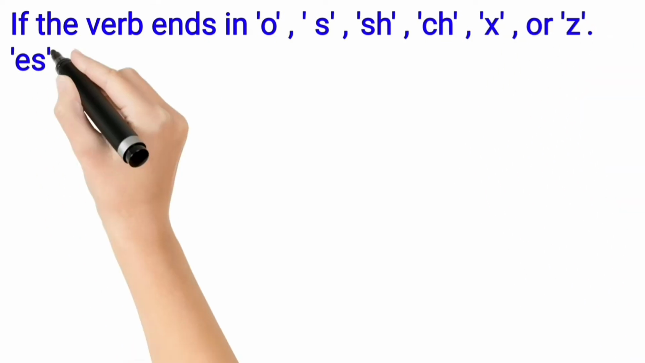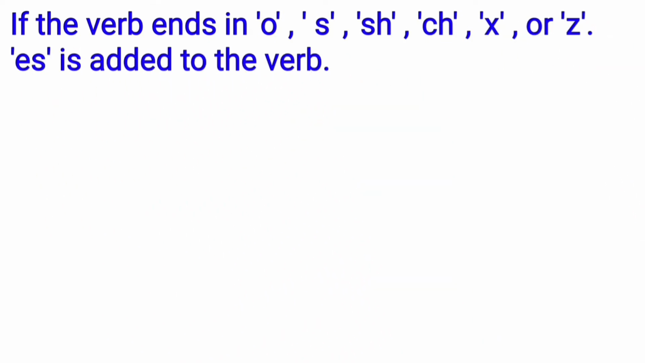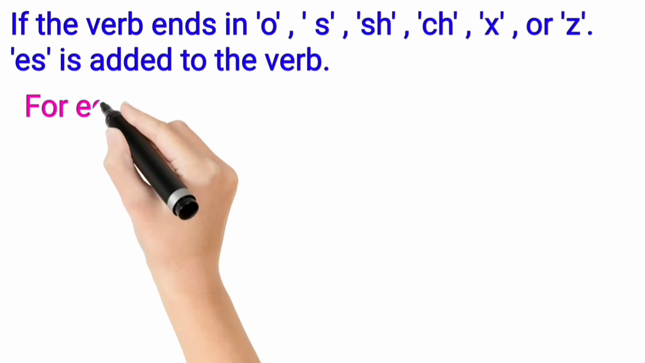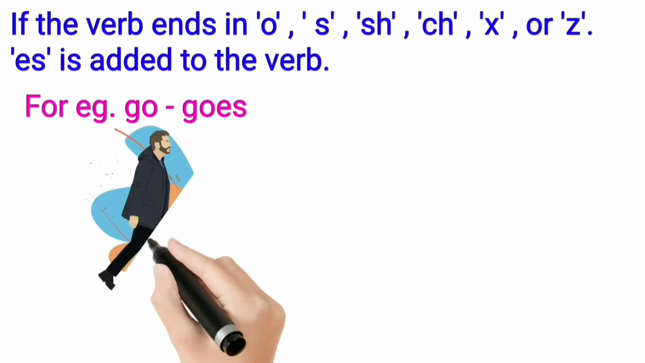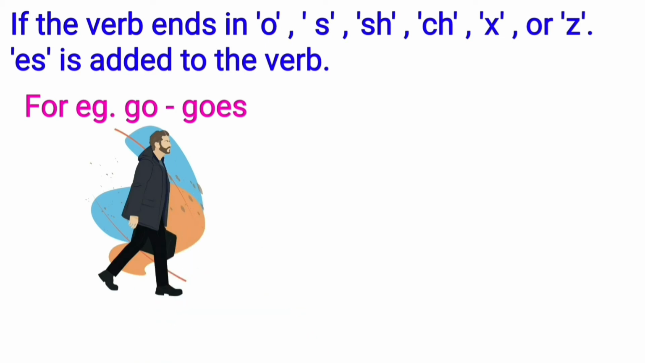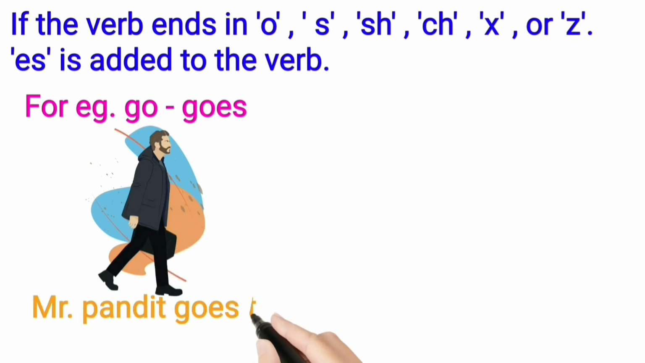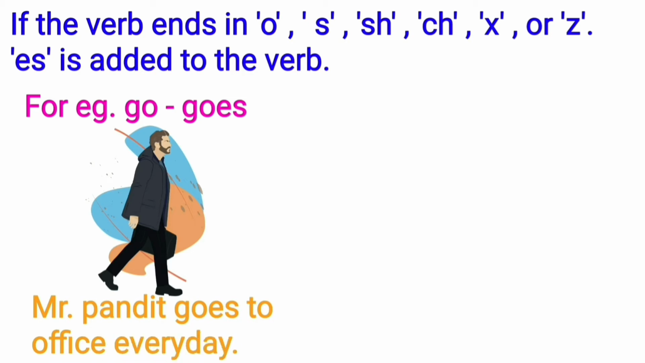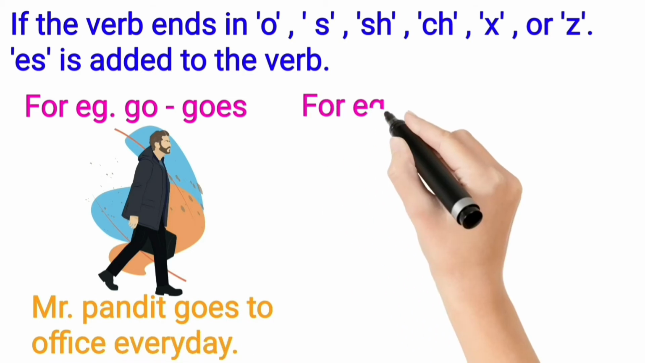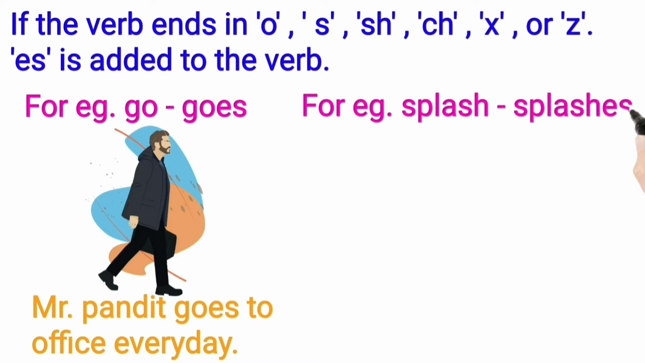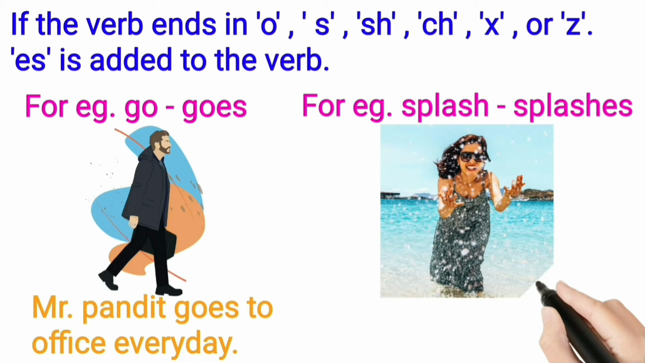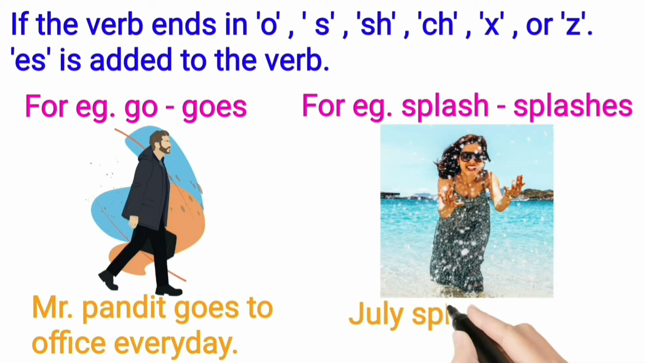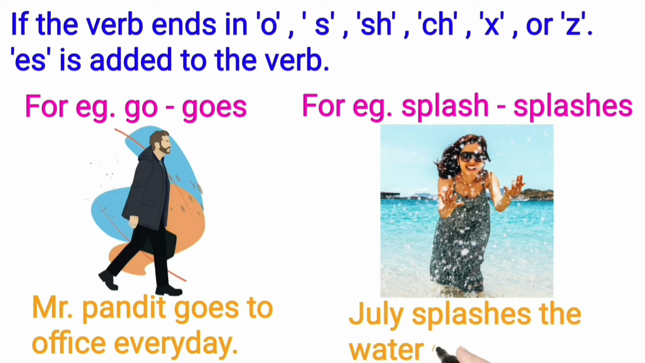If the verb ends in O, S, SH, CH, X or Z, ES is added to the verb. For example, go, goes. Mr. Pandit goes to office every day. For example, splash, splashes. Julie splashes the water on her friends.